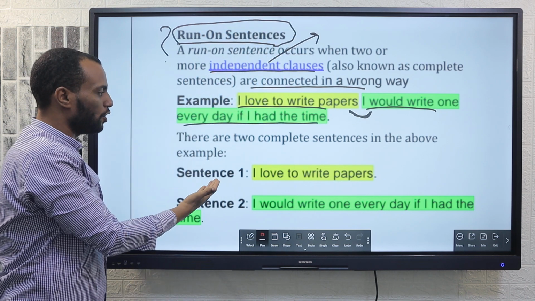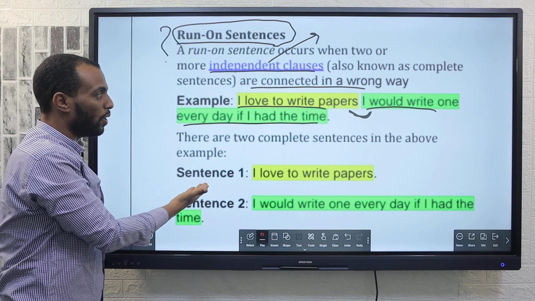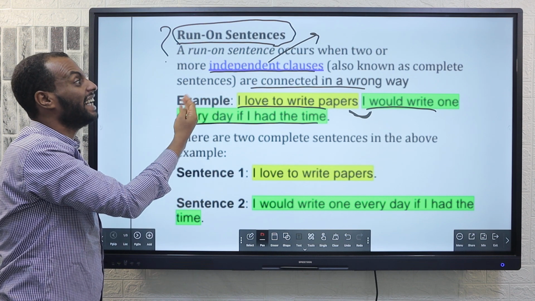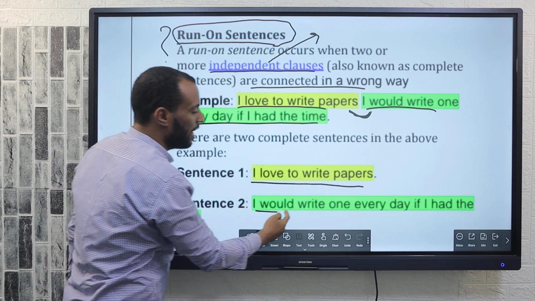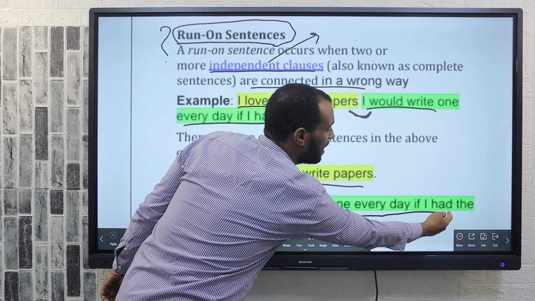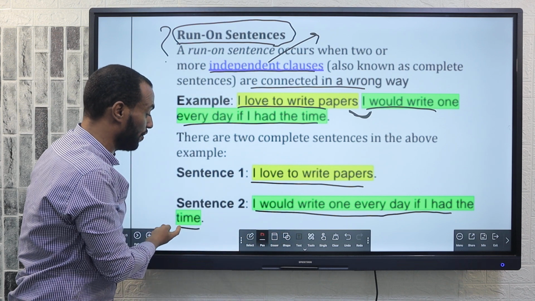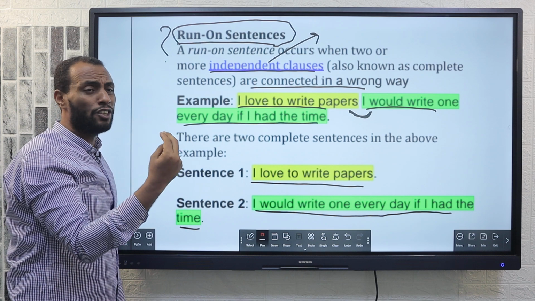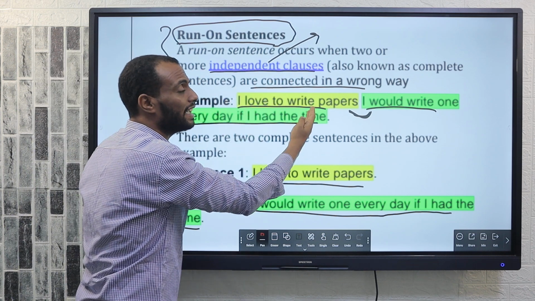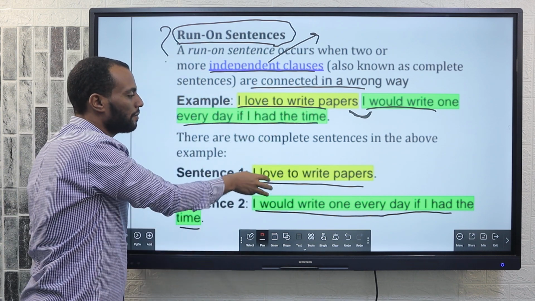So now, if you check also, here is sentence 1, or maybe we can name it an independent clause. I love to write papers. And then the second one, I would write one every day if I had what? If I had the time. But to recap one more time, we have two independent clauses and they are connected in a wrong way.